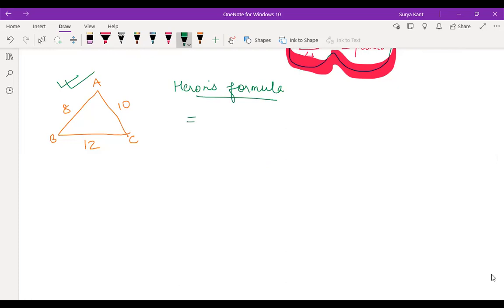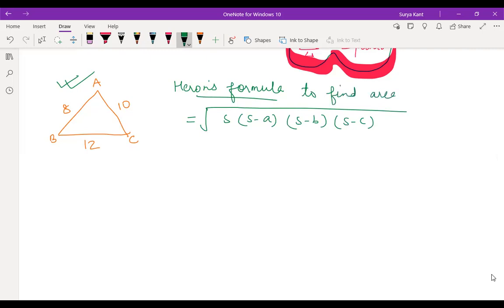Heron's formula is written as the square root of S into S minus A, S minus B, S minus C, and this formula is used to find the area of a triangle. I'm naming the triangle ABC. So what is S, what is A, what is B, and what is C?